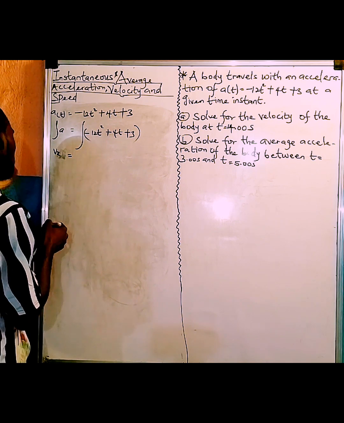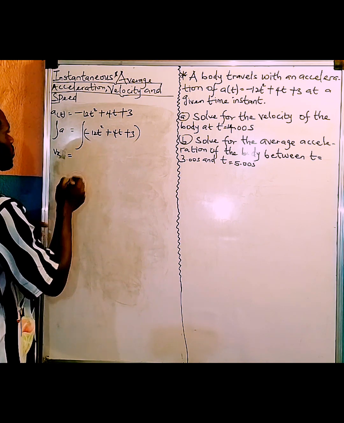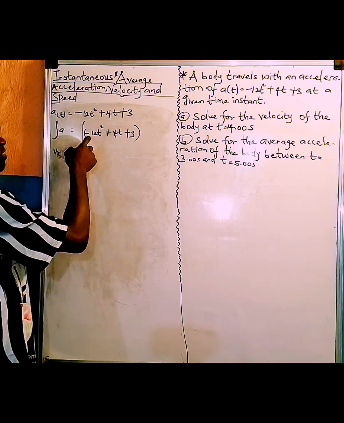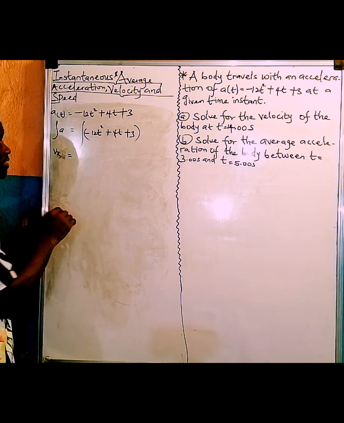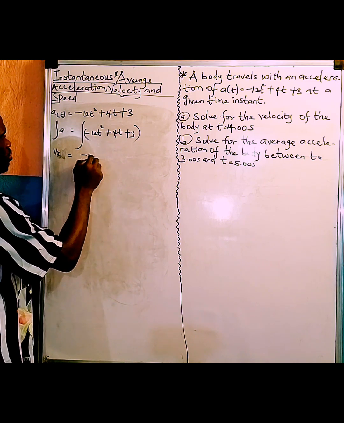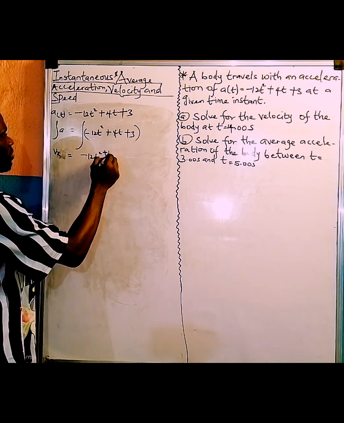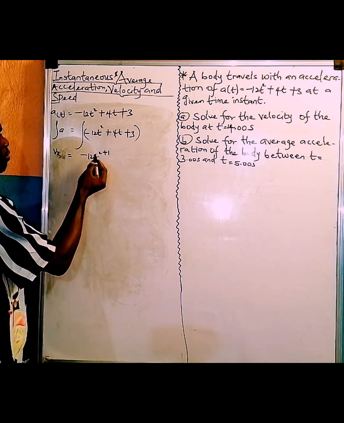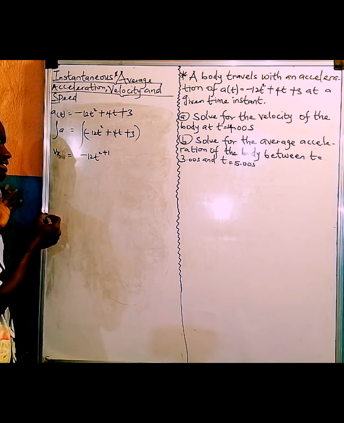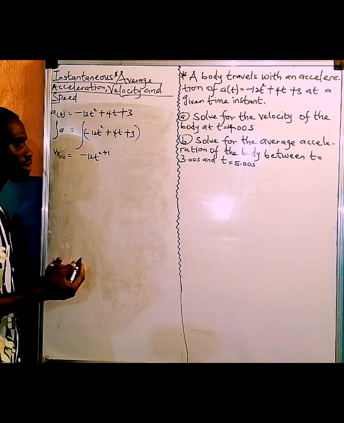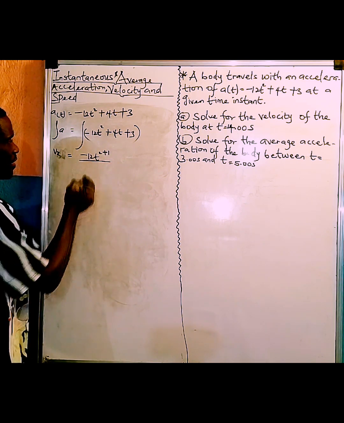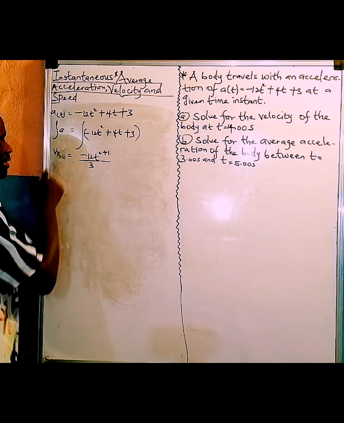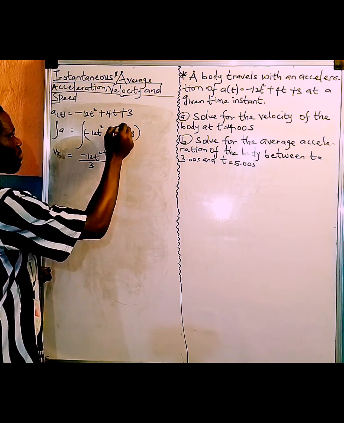So how do we integrate? Integration is different. For differentiation, you multiply by the power and subtract one. But for integration, you do the opposite. First of all, we write this out, minus 3t squared. We add 1 to the power, unlike differentiation where you subtract. 2 plus 1 is 3. Use the 3 to divide this. Then plus this t raised power 1.